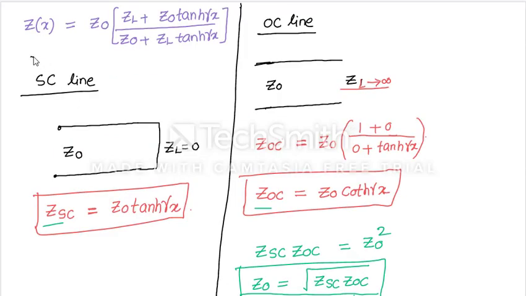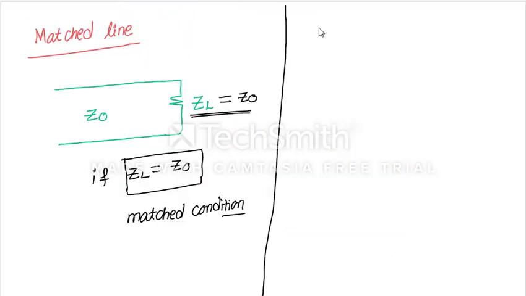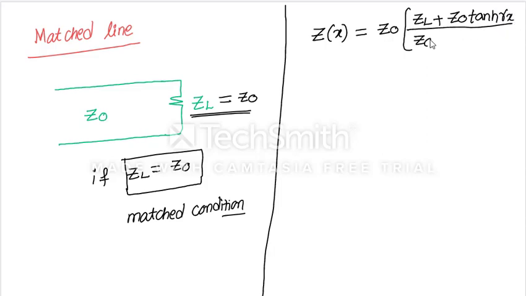Now this is the impedance of a transmission line. We got this: Z of x, which is equal to Z naught into (ZL plus Z naught into tanh gamma x) by (Z naught plus ZL into tanh gamma x). This is the impedance.